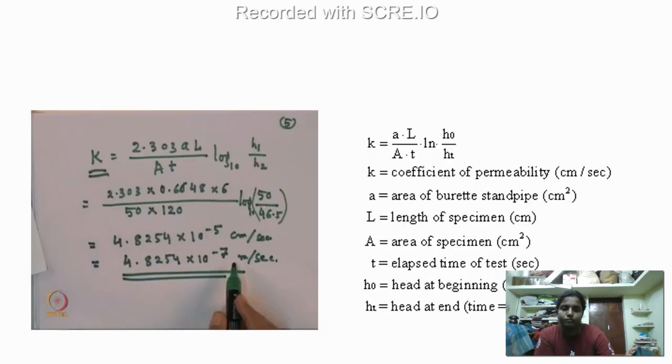So we directly substitute 2.303 aL, where a is the area of the standpipe through which it flows, L is the length of the sample, A is the area of the sample, and t is the time taken for the head to come from h1 to h2. We will do 2 to 3 trials. Some books or materials may show this formula; here if you note down, this is ln. To remove this ln, we are putting 2.303 times log. We can report permeability either in centimeter per second or meter per second. You can see that it is around 10 to the power -7 meter per second, or it can even come to 10 to the power -9 meter per second.